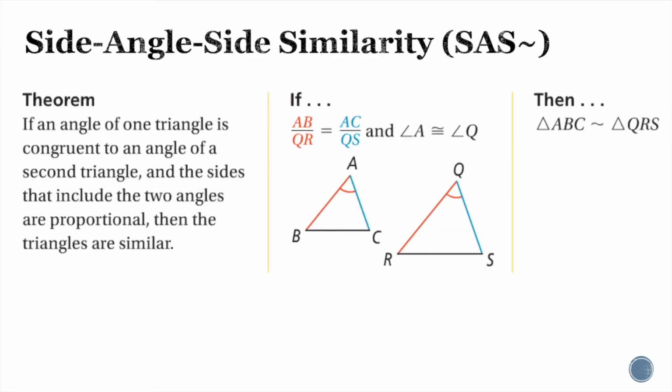Okay, the side-angle-side similarity theorem states that if I have an angle that is congruent and two sides that are proportional, so here I have AB and QR, which is proportional to AC and QS, then I will have triangle ABC similar to triangle QRS. So let's see how this works.